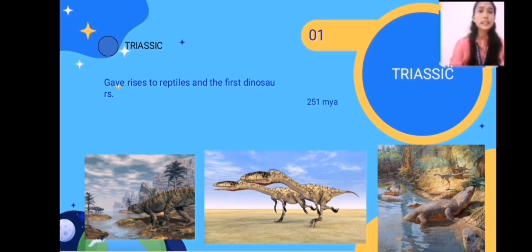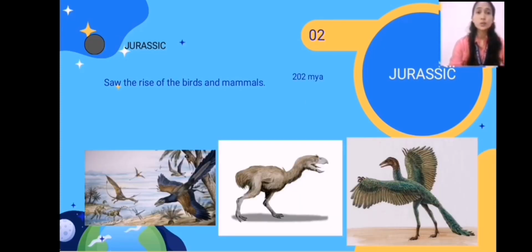So next is the Jurassic. The rise of the birds and mammals, around 202 million years ago. So what did Earth look like during the Jurassic period? The breakup of Pangaea that began in the Triassic continued, and the early Atlantic Ocean and the Gulf of Mexico appeared as shallow continental seas. Shallow inland seas covered parts of the western United States.